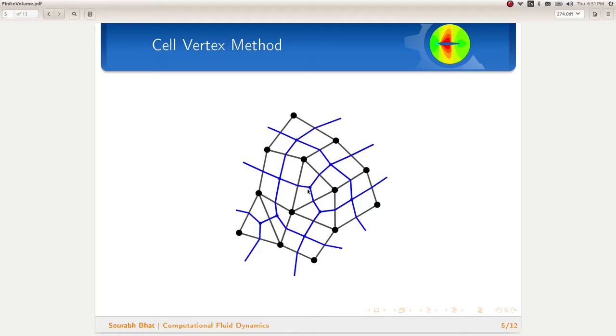The advantage of the cell vertex method is that the application of boundary conditions becomes easy because the cell centroids lie on the boundaries. However, the construction of secondary mesh and the data structures associated with it can get a little messy if not handled properly.